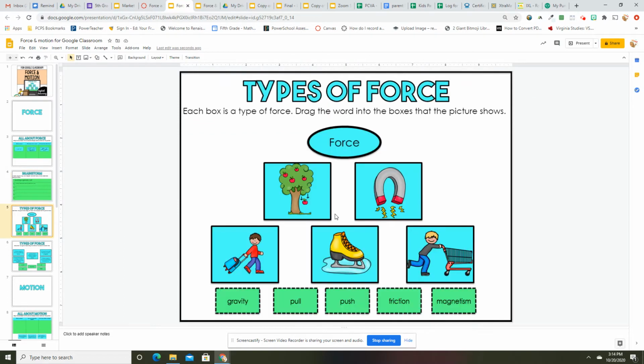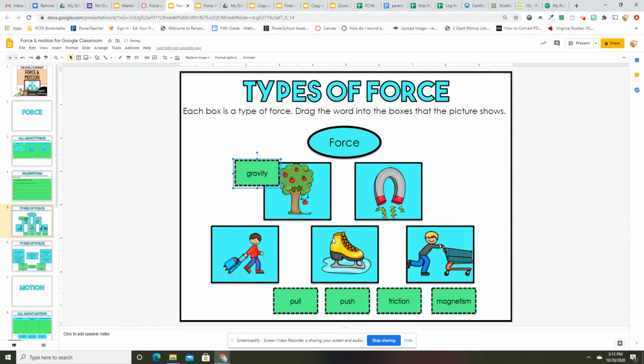All right, so types of force. Oh, maybe it would help if I would read. Each box is a type of force. Drag the word into the boxes that the picture shows. All right, so we have an apple with an apple tree, a magnet, a person with a suitcase, an ice skate, someone with a grocery cart. All right, so gravity would be the apple falling.